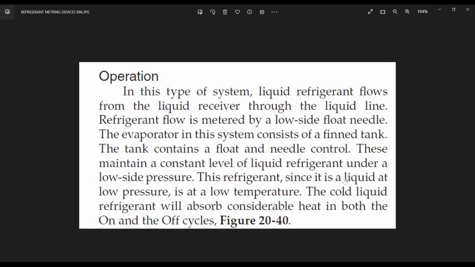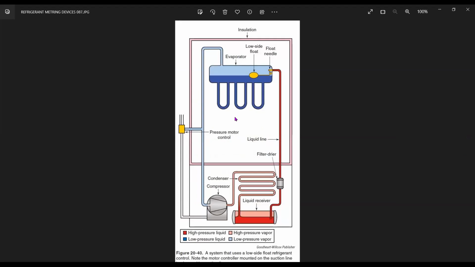This refrigerant, since it is a liquid, is at low pressure and low temperature. The cold liquid refrigerant will absorb considerable heat in both the on and off cycles. This is how the system looks: the condenser, the liquid receiver, the dryer, and the evaporator. The evaporator has the low side float because it is on the low side. It has a needle valve, and as the float moves up and down, the needle valve will open and close and regulate the flow to the outlet to the receiver. So basically this is the device which creates the pressure difference.